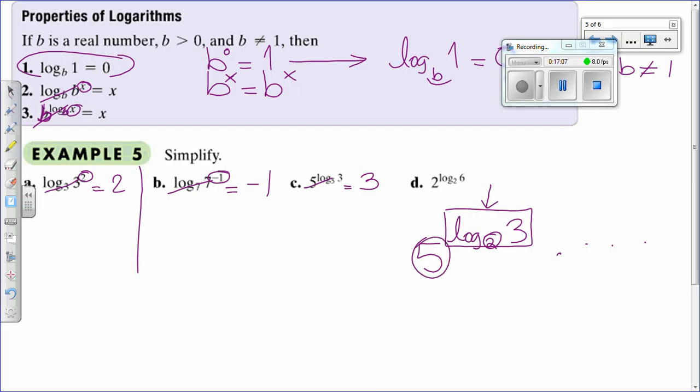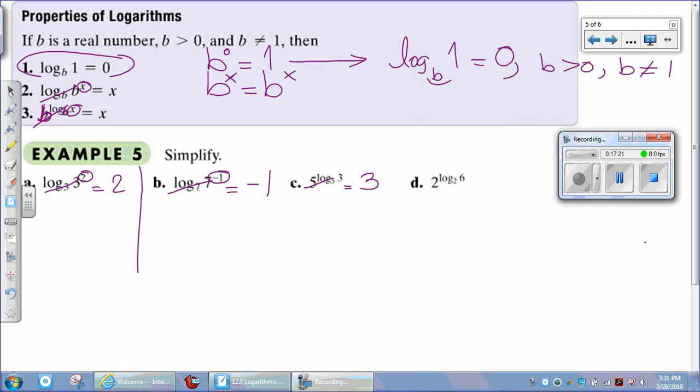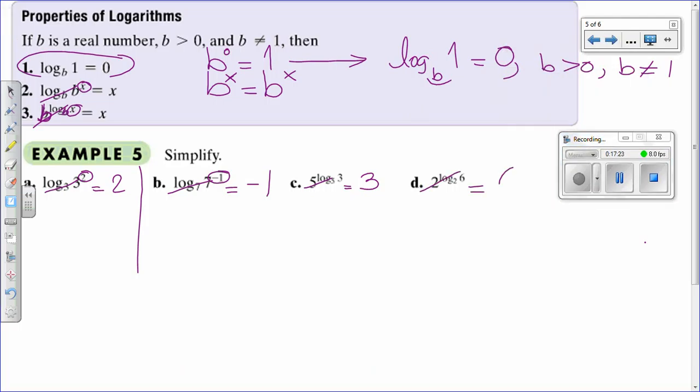Okay? So let's see. And so here, same thing. We cancel that, and the answer is 6. So very easy, right, to apply those rules.